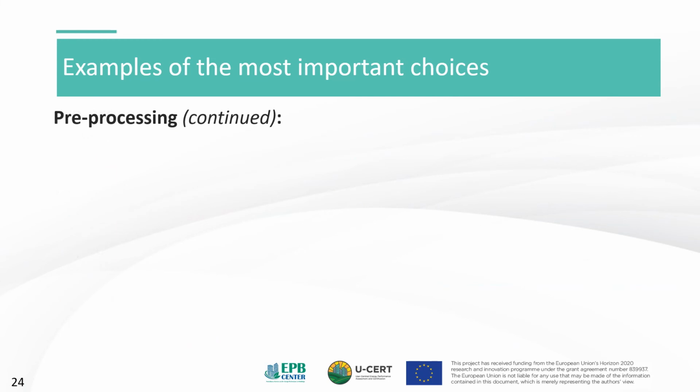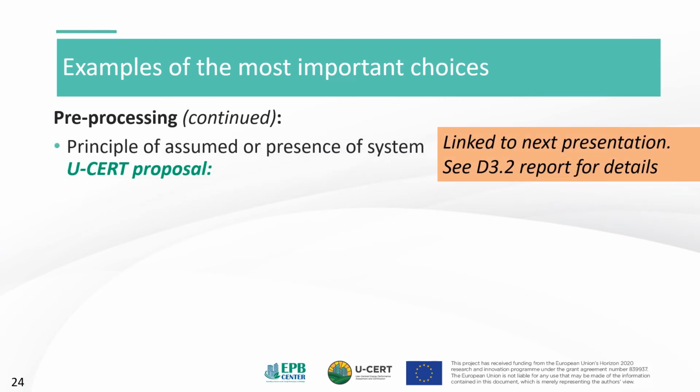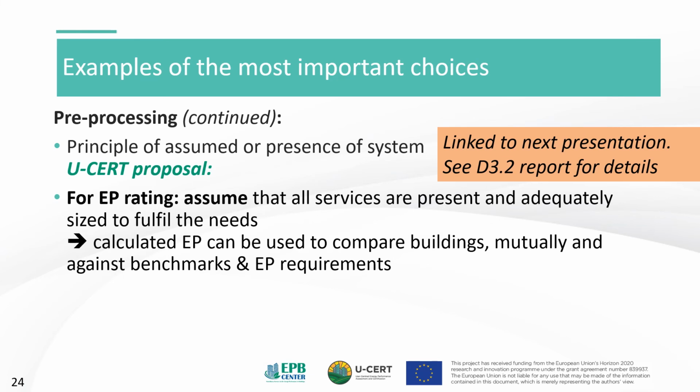Then on the pre-processing still, there's one choice which is very important also because it's linked to the next presentation, and more details can be found in the report which deals with the next presentation, report D3.2. The U-CERT proposal is that for the EP rating it's assumed that all services are present and adequately sized to fulfill the needs. So both for the heating, cooling system, ventilation, domestic hot water, lighting, etc. Which means that the calculated energy performance can be used to compare the buildings mutually and against benchmarks and EP requirements. So it gives an impression of the quality of the building and the technology used, and not about the size of the systems.